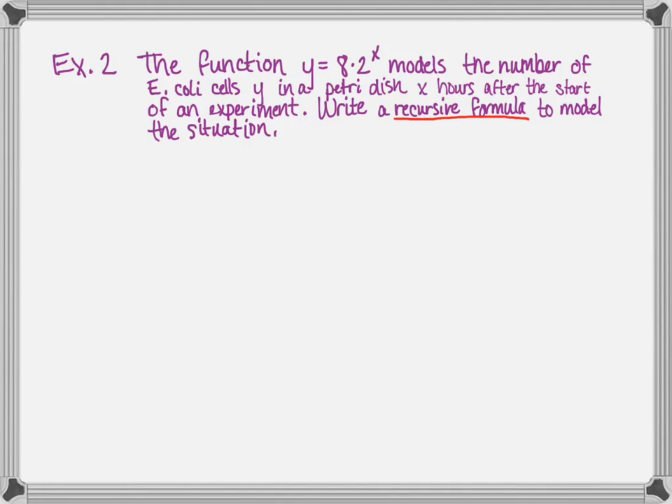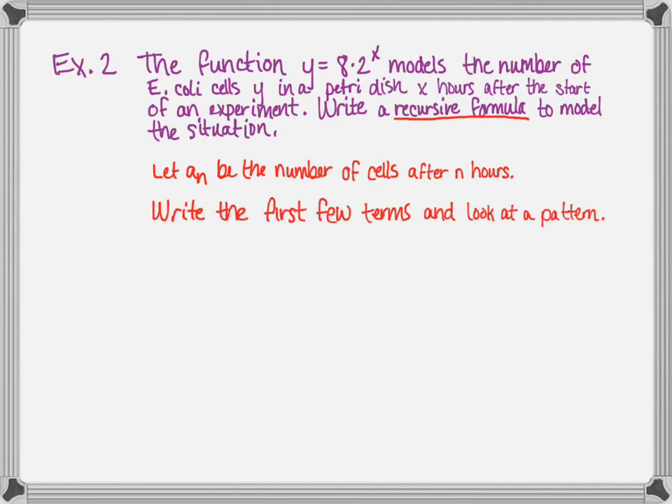Okay, let's look at a second example. The function y equals a times 2 to the x models the number of E. coli cells y in a petri dish x hours after the start of an experiment. Write a recursive formula to model the situation. So let a sub n be the number of cells after n hours. Then let's write the first few terms and look for a pattern.